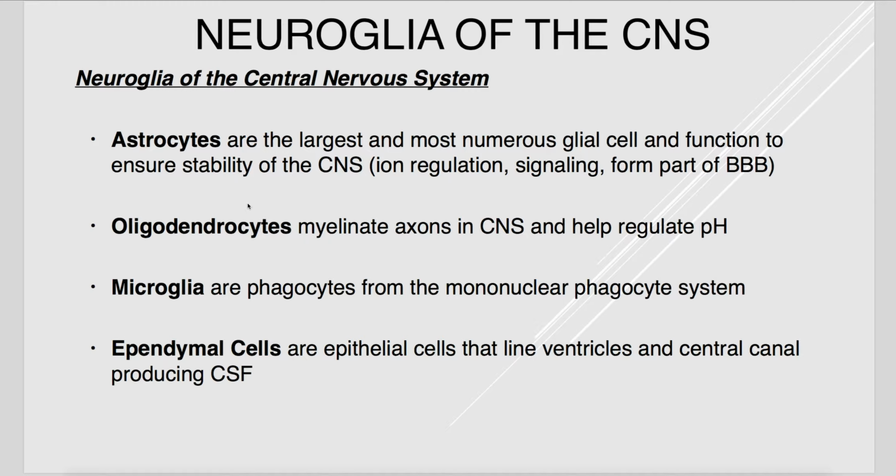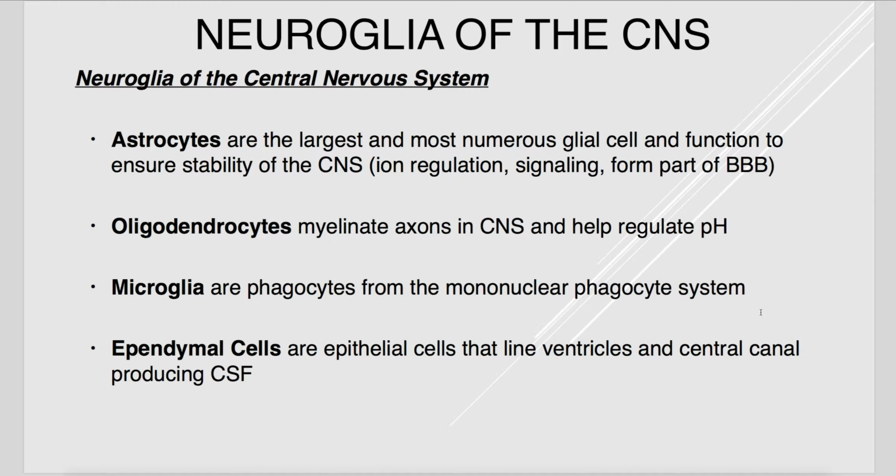Oligodendrocytes are cells that produce the myelin sheath. They myelinate axons in the central nervous system. They're also important for regulation of pH in the central nervous system. Microglia are cells that basically come from monocytes. That's what I mean by the mononuclear phagocyte system. Basically they're phagocytes. They're immune cells in the central nervous system.